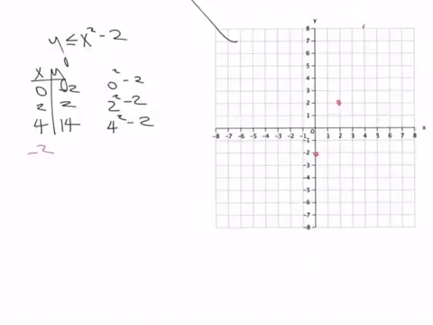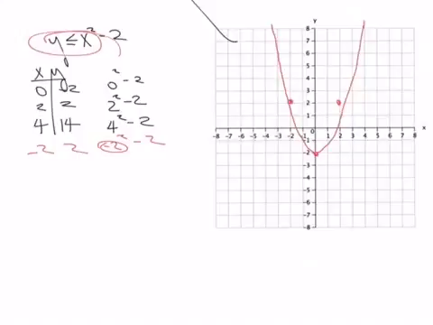Let's try a negative 2. So negative 2 squared minus 2. So that's going to be 4 minus 2 is 2. So negative 2, 2. Alright, so after you get a few, you figure out that it looks like that. Alright, so what this is saying is that y is less than or equal to x squared minus 2. So because of the less than or equal to, we have a solid line there instead of a dotted. Now what we need to do is figure out, is the inside of this shaded, or is the outside of this shaded?